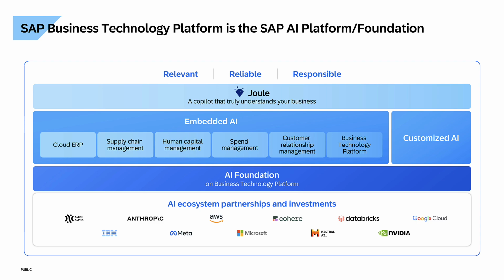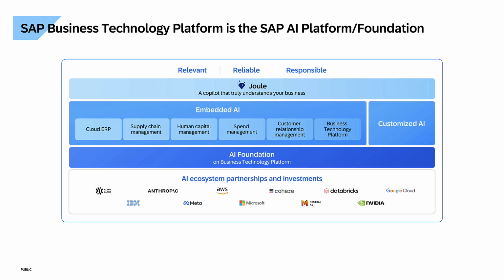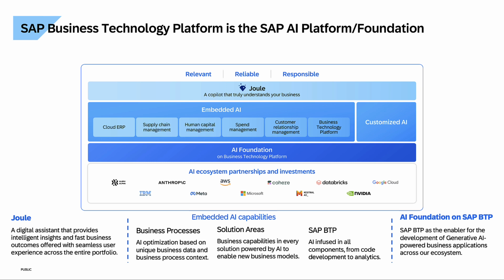In SAP terms, from the top now, Joule is the co-pilot, the way to interact for the user. In fact, it's a brand new user interface. The embedded AI capabilities are infused in each and every standard software solution of the suite, being Cloud ERP, I mean SAP S/4HANA Cloud, Human Capital Management, I mean SAP SuccessFactors and Fieldglass, Spend Management and Business Network, I mean SAP Ariba, Customer Relationship Management, and of course the Business Technology Platform. Of course, the Business Technology Platform is the foundation.